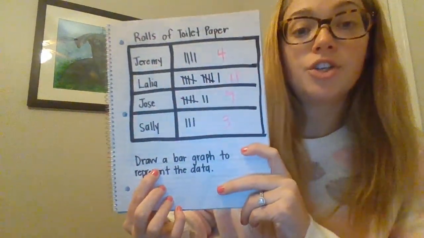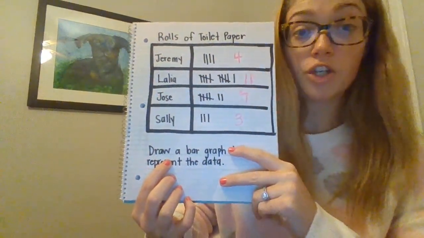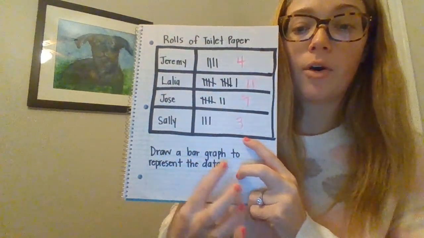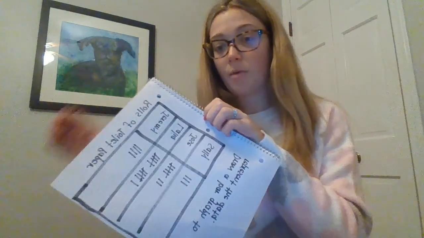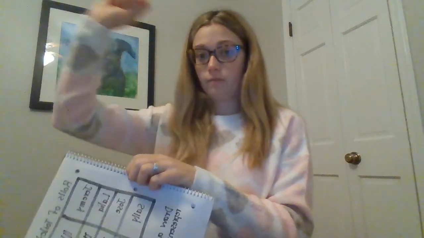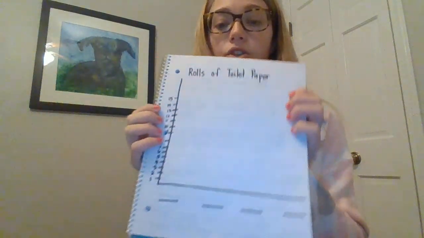I want you, on a sheet of paper or just scratch paper, anything, to draw a bar graph to represent the data. So I'm going to show you what a good starting place is if you've never had to draw one completely by yourself. Usually in our classroom, we provide you the graph and then you just do the bars and labeling. But this is a good way to start.